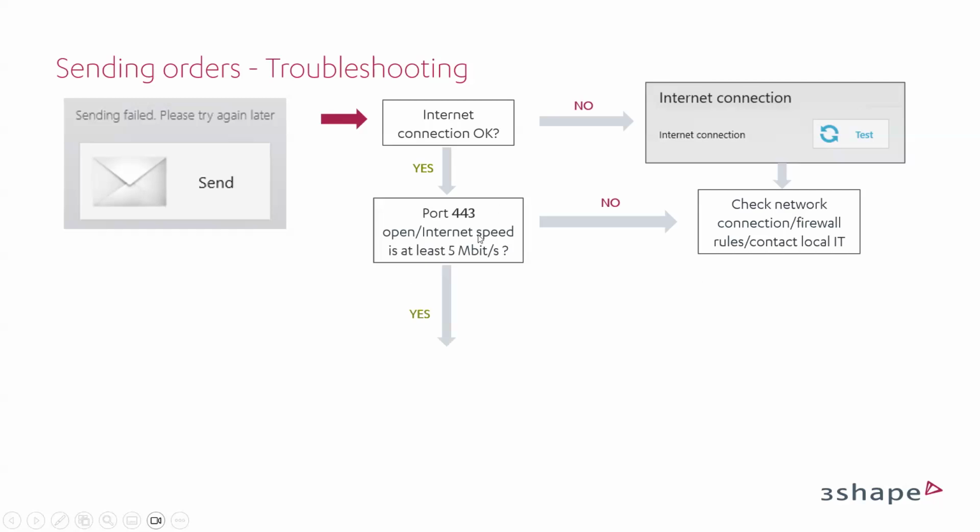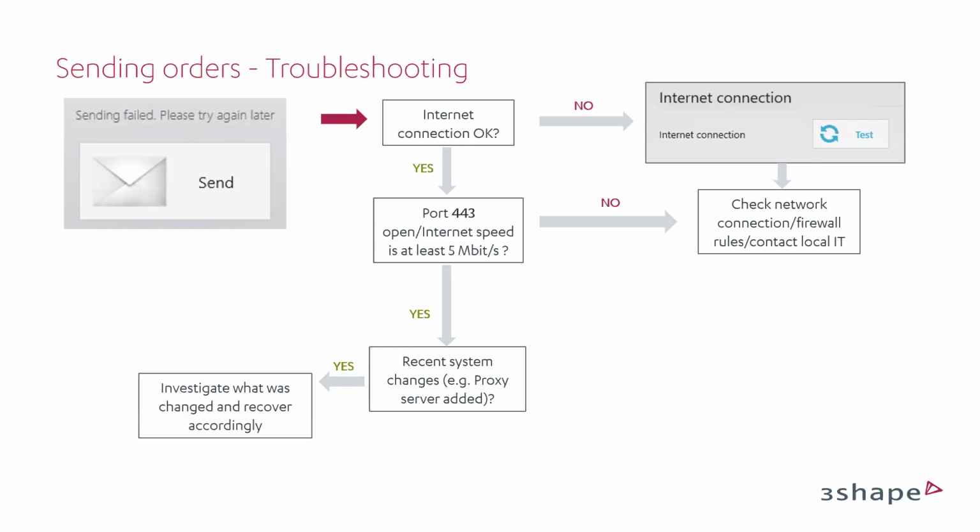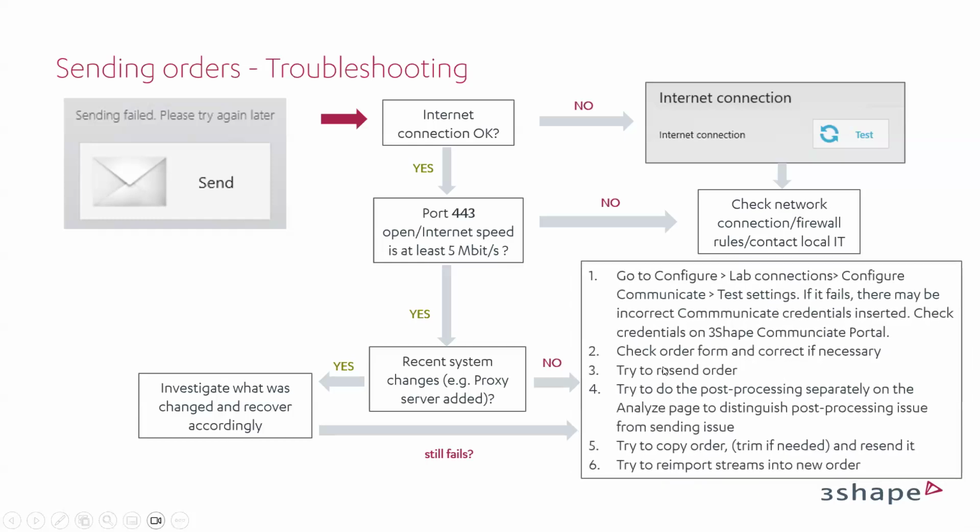Also, if you see that all of these parameters are okay, you should check some recent system changes, like proxy servers added or something like that. You may also contact the local IT team to check this information for the customer. If everything is okay from this side, you must investigate what was changed and recover accordingly. If it still fails, you need to check all of these things.